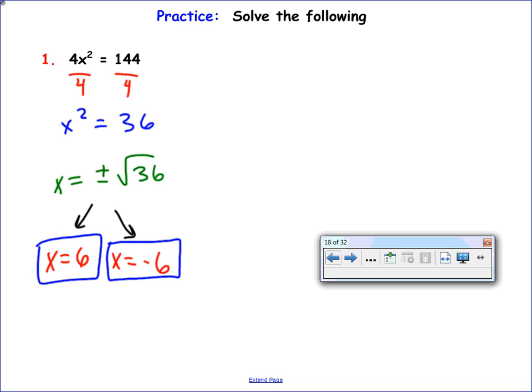Number 1, after dividing both sides by 4, taking the positive negative square root and reducing, I get x equals 6 and negative 6. Please raise your hand if you had the same answers for number 1. Who had that for number 1? Way to go, you guys.